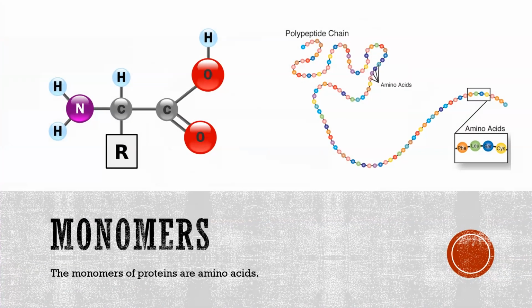Okay, so before we start, let's go back to that whole idea from 2.1 about monomers, and monomers being the single unit of our long chain molecules. When we think of proteins, our monomer is our amino acids. Here we have the molecular structure of one amino acid, and here we can see our polypeptide chain. Poly means many peptide bonds, and we've got our individual amino acids.